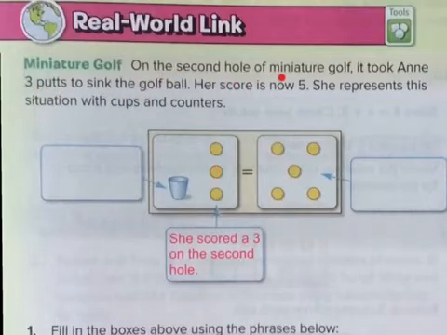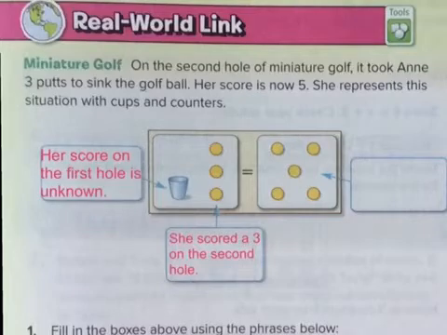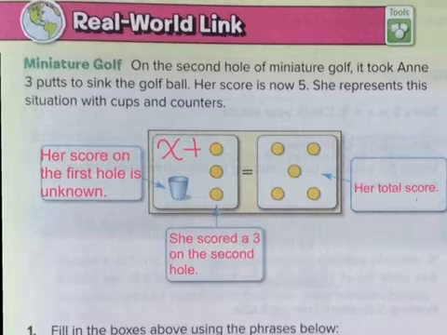On the second hole of a miniature golf, it took Anne 3 putts. There's her 3 putts, okay? So she scored a 3 on the second hole for a total of 5. What do we have to add to the 3 to get 5? We know that her score on the first hole is unknown, so we're just going to represent it with an empty cup. This would normally be the variable. When we're doing a math equation, this would be our x, right? The variable we don't know, plus 3. You see, x plus 3 equals 5. And 5 is her total score after 2 holes, right?